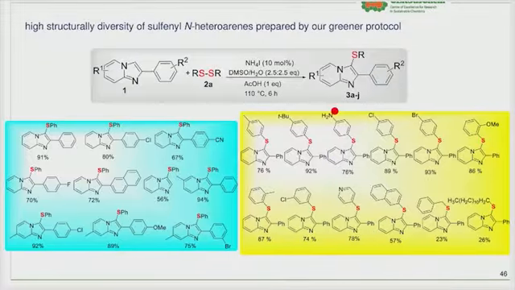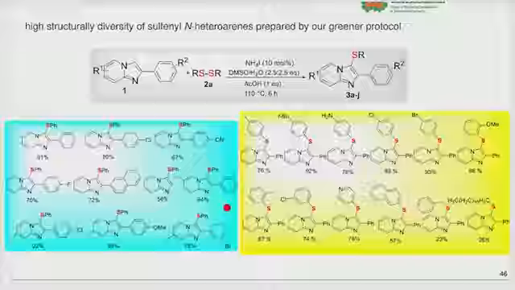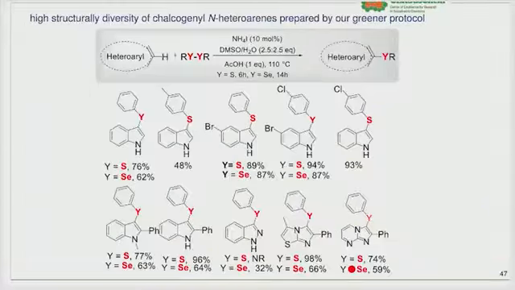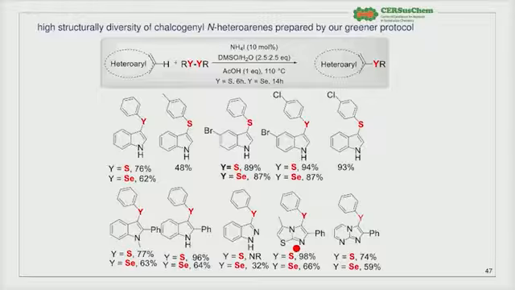So at first we performed the optimization reaction, which I already mentioned in the previous slide. After optimizing the reaction, we applied the scope to the different disulfides. We also performed the scope with different imidazopyridines. We extended the same transformation to other heteroarenes also, for example, indoles, indazoles, thiazolimidazoles, imidazopyrimidines, where the reaction worked smoothly not only for sulfur but selenium also.